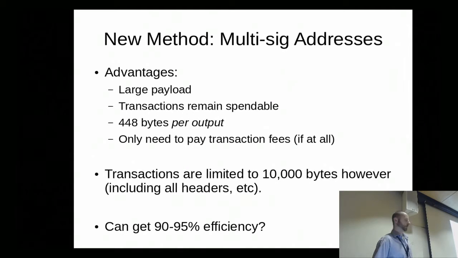Now I said before it's 448 bytes per output, but unfortunately there's a hard limit of 10,000 bytes, so your transactions need to fit within that. But I think you can get somewhere around 90 to 95% efficiency, because there's going to be overhead in terms of data structure in your transaction and so on. So you can get pretty close to that 10,000 bytes, and maybe, I don't know, 9,000 bytes would be your data payload. So that's pretty good.